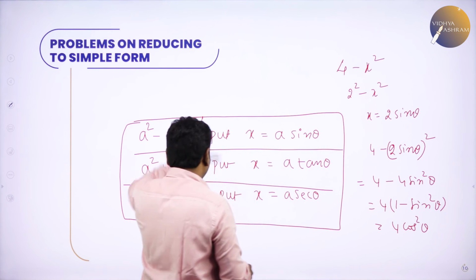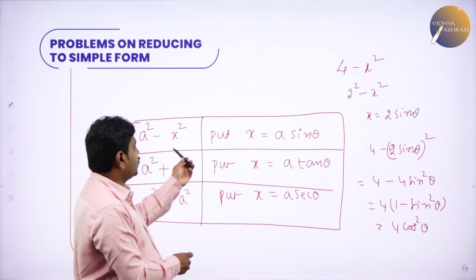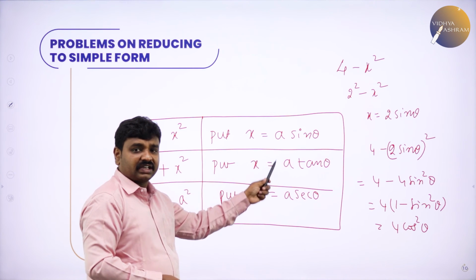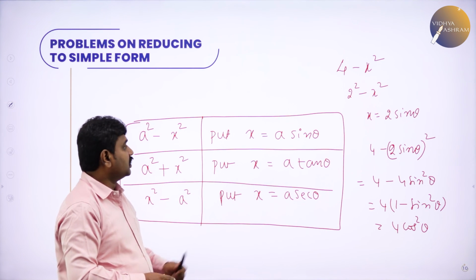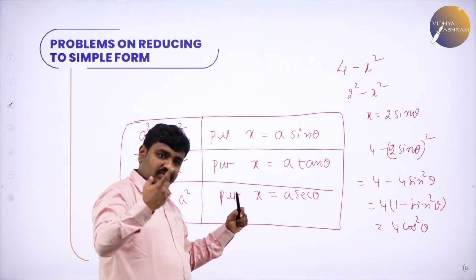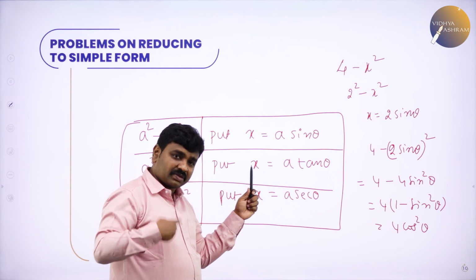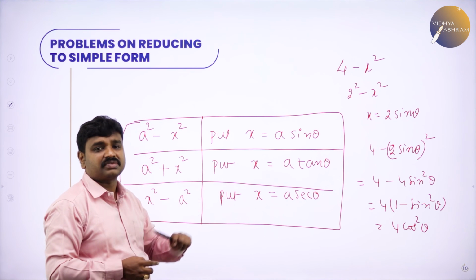So to simplify we need to know this table. a square minus x square: a sin theta; a square plus x square: a tan theta; x square minus a square: a secant theta. This will yield 1 minus sin square theta, that is cos square theta. 1 plus tan square theta becomes secant square theta. Here secant square minus 1 becomes tan square.